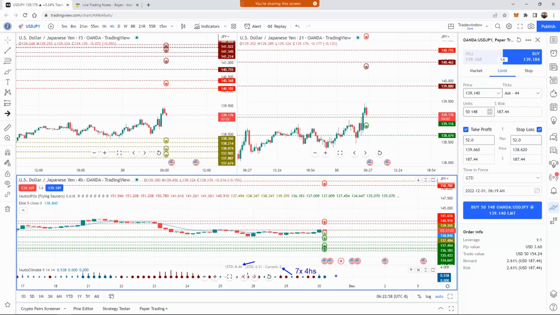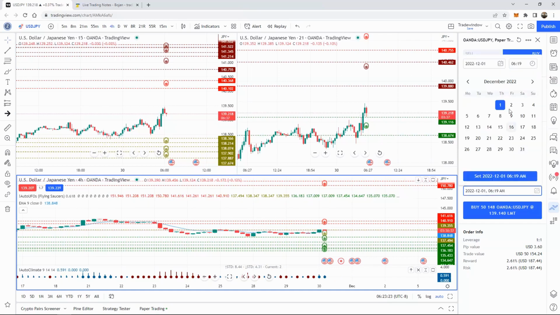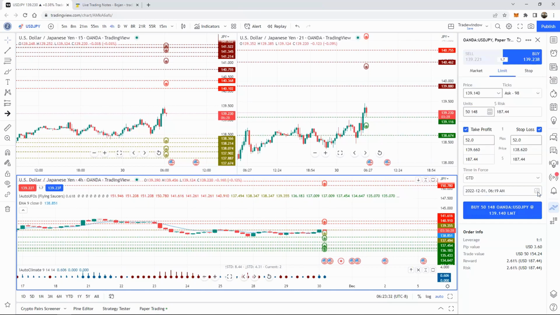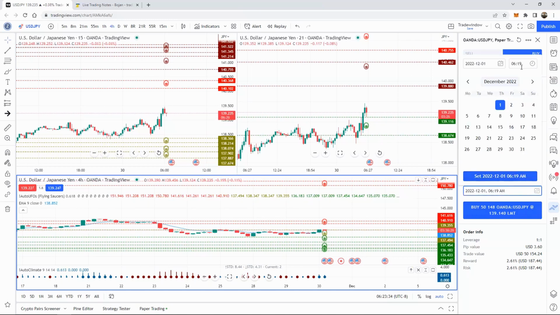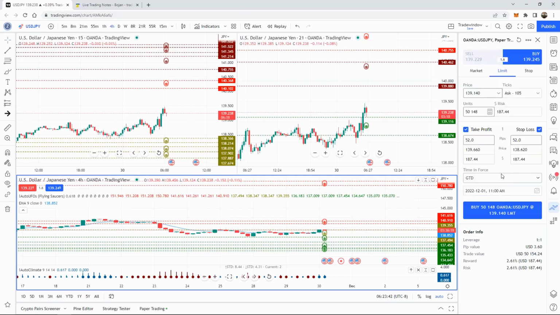So that's in 28 hours. So essentially, 4 hours plus tomorrow, right? So we're looking at 12/1. This is 24 hours at 6:19 my time. So I'm going to add another 4, and I'm going to round it up, and that'll be 11. So by 11 o'clock tomorrow, December 1st, I'm okay to take this trade, right?